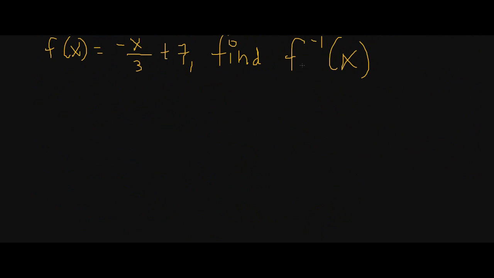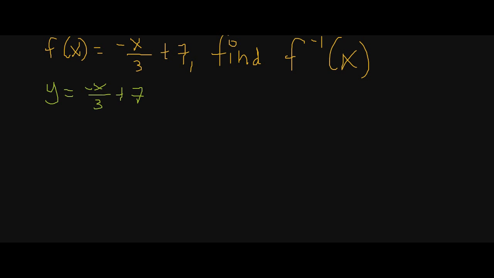Here we go. All right. So this one looks a little bit more challenging, doesn't it? Because we have a negative right here, and we're dividing by 3, so maybe we're a little bit confused on what to do. Well, don't you worry. Let us go ahead and figure out how to solve this problem using the second method we learned. So let's rewrite this as y is equal to negative x divided by 3 plus 7.